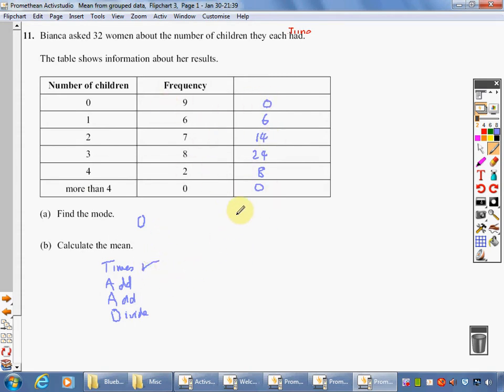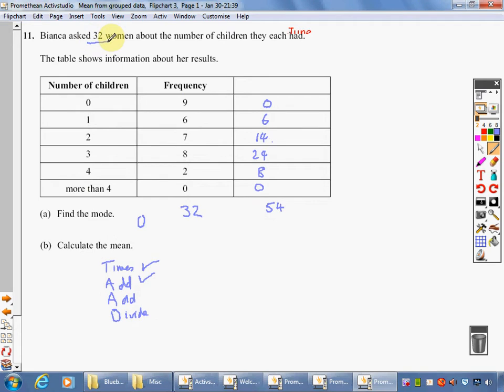I'm now going to do my adds. So 6 add 14 is 20, add 24 is 44, add another 8 is 52. I've got 52 children altogether. That's one add done. I'm now going to add up the frequency. 9 add 6, well I could do that, but actually I know it's 32 because it says up here 32.